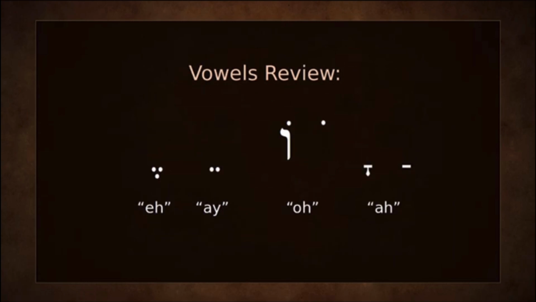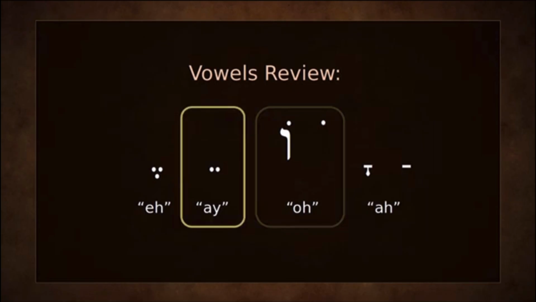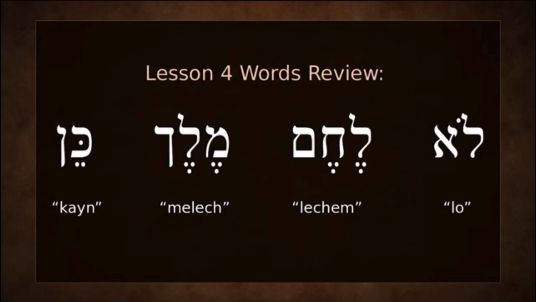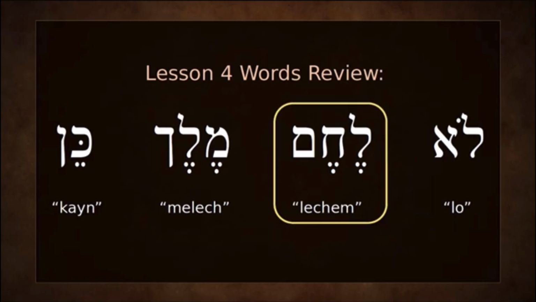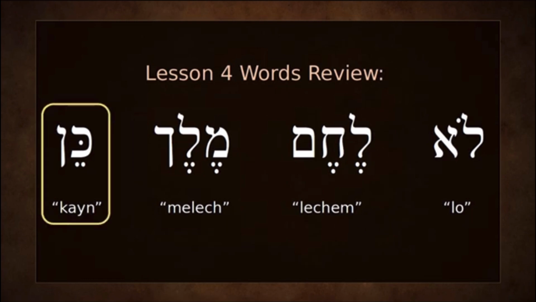Here are all the vowels we've learned, starting from the right. The kamats and patach make the sound ah. The cholam has 2 forms, and both make the sound o. The tsera makes the sound a, and the segol makes the sound eh. We also learned 4 new words in the last lesson. Lo means no, lechem means bread, melech means king, and kain means yes.